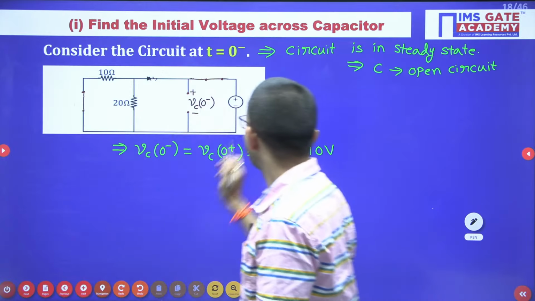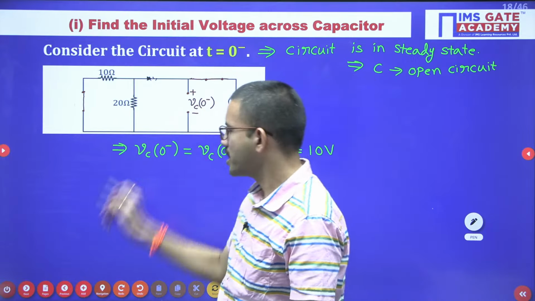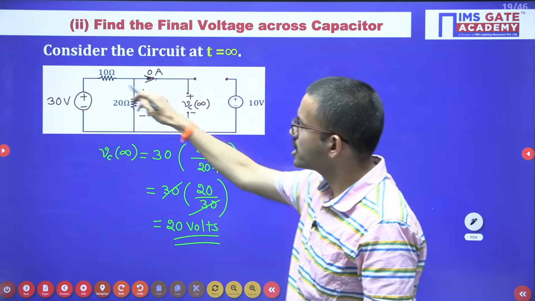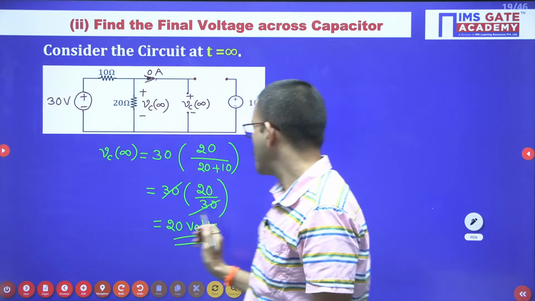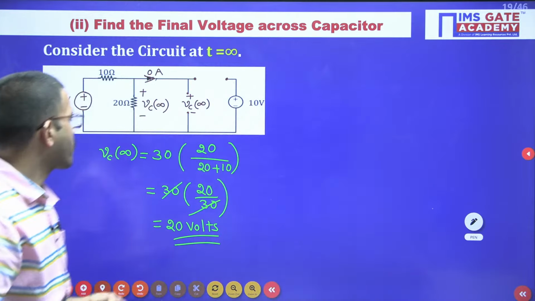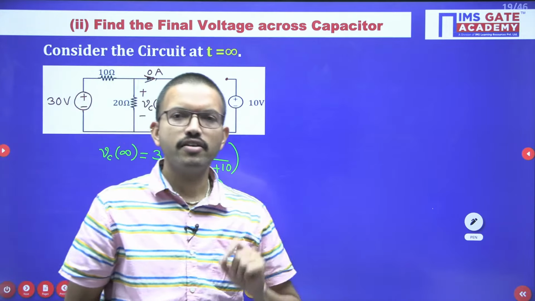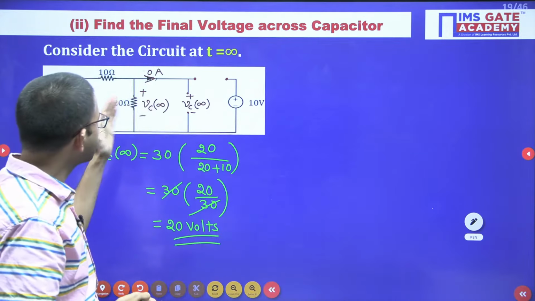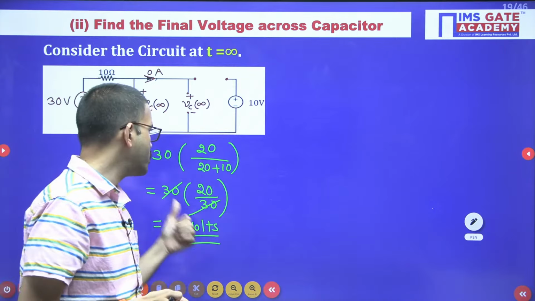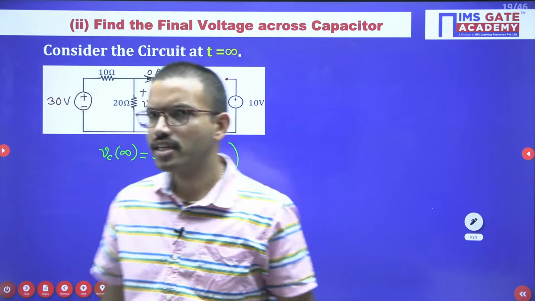Initially, because of this particular source, you were getting 10 volts. Now after the switching action, because of the other voltage source, 30 volt, with respect to this resistor divider network, you are able to get 20 volts. Okay, right. So this is the most interesting thing. In this way, you have to find out the initial voltage, and wherever you have some independent source connected after the switching action, you are going to get VC of infinity. In most of the cases you will get non-zero.